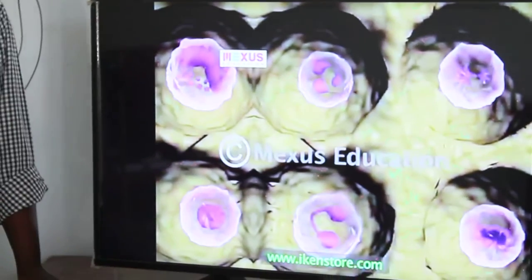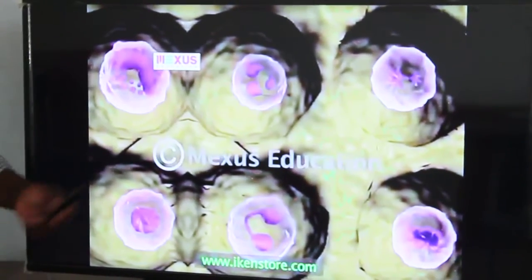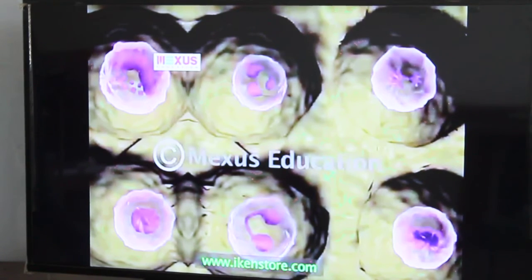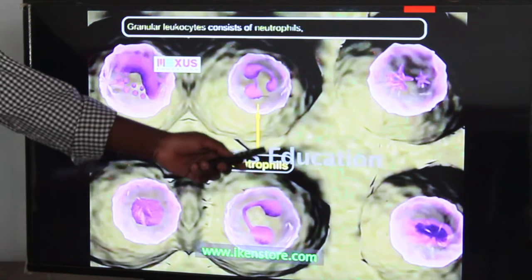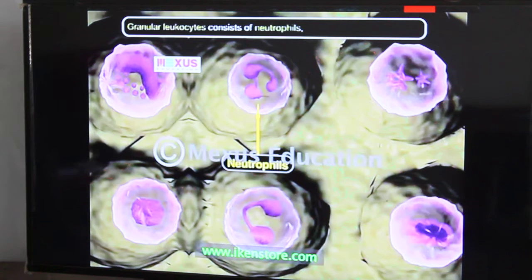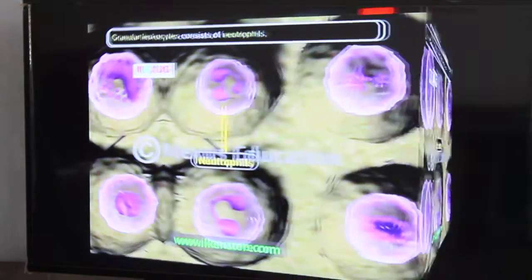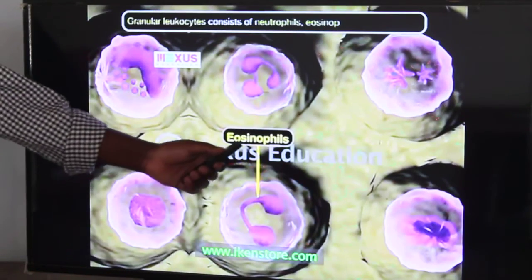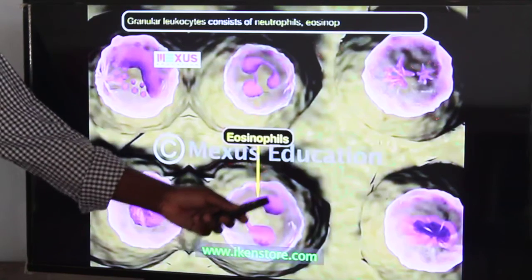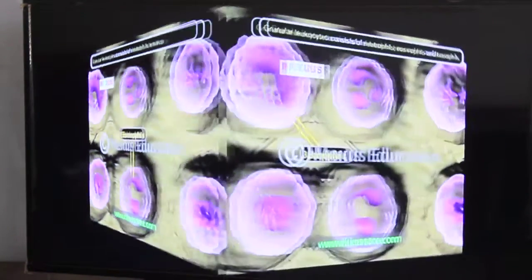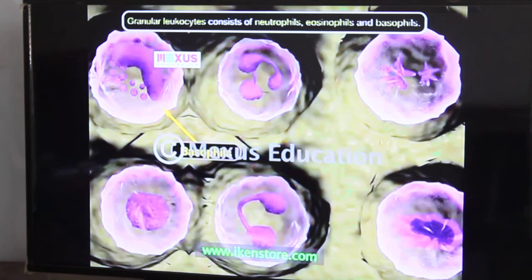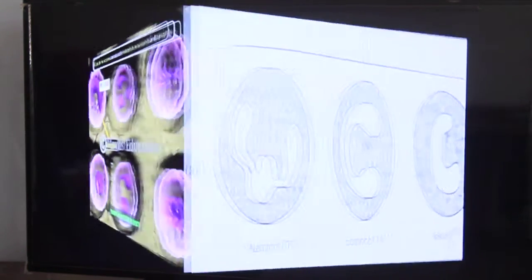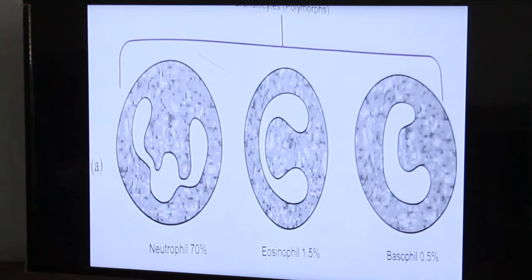So these are just pictures of leukocytes so that you can know how they look. You have the neutrophils. You can see the 3-lobed nucleus. We have the eosinophils with a 2-lobed nucleus. Then we have the basophils. The nucleus is lobed but not very distinct. So those are the 3 of them.